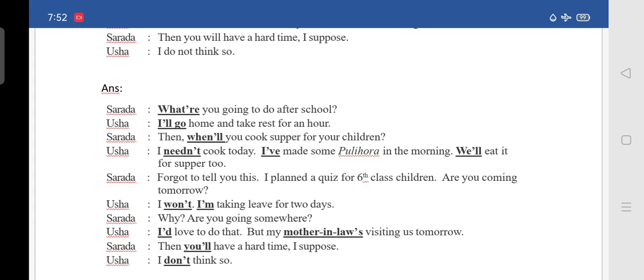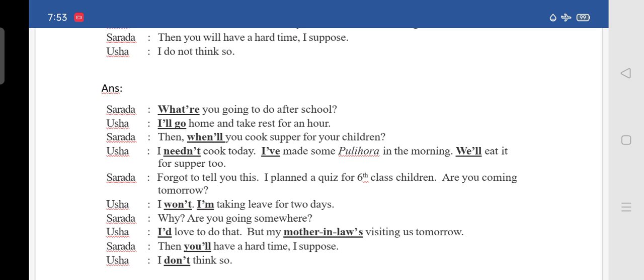So here what we are changing: I'll go home and take rest for an hour. Instead of "will" we are writing "'ll." See the change here again. Sharada: then when will you cook supper for your children? So in place of "will," we are writing here "'ll." When will you come? When will you cook supper for your children?